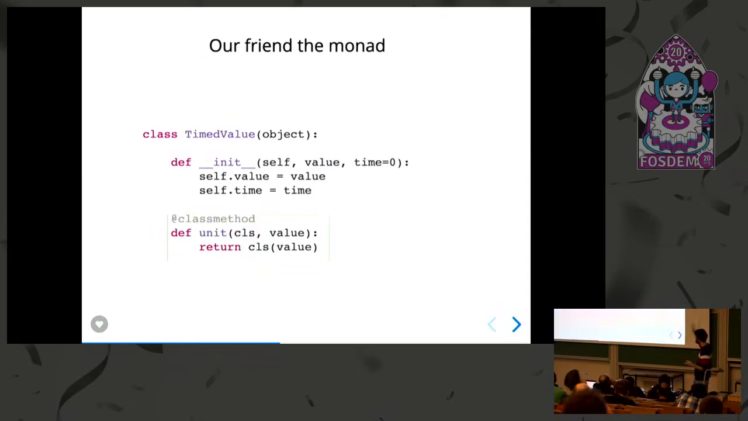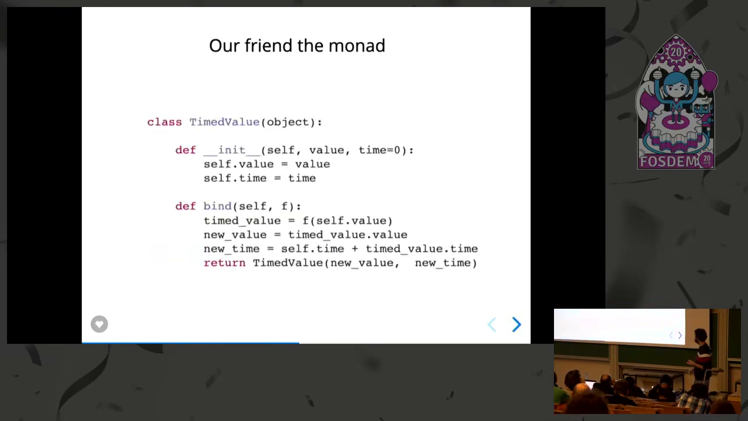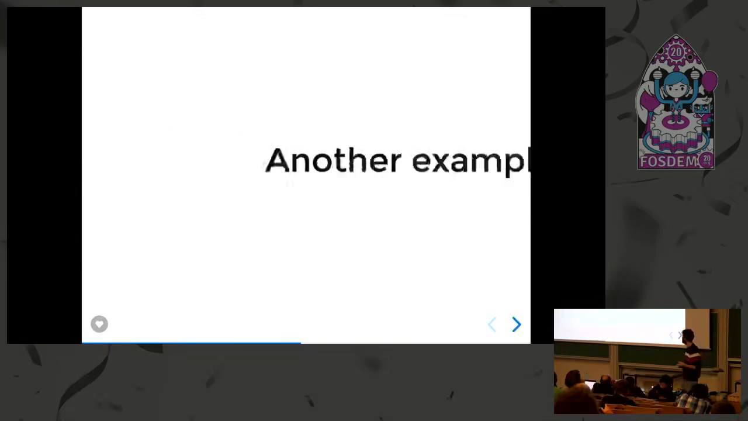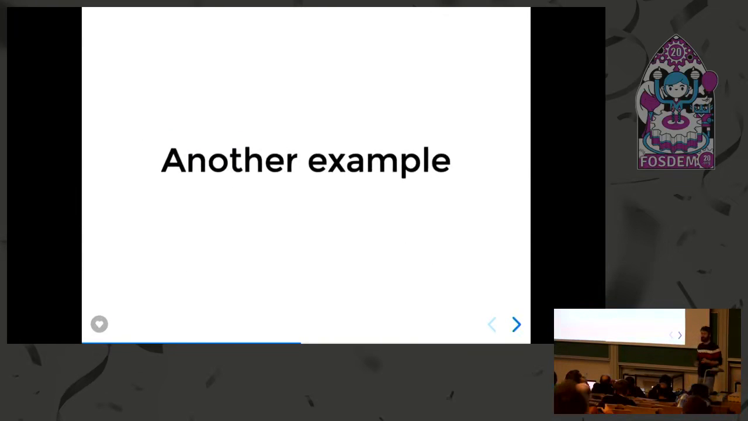So if we go back to our time value example, unit here is simply the constructor that we have. And bind is just the bind method that we've seen before. So let's go ahead with another example.